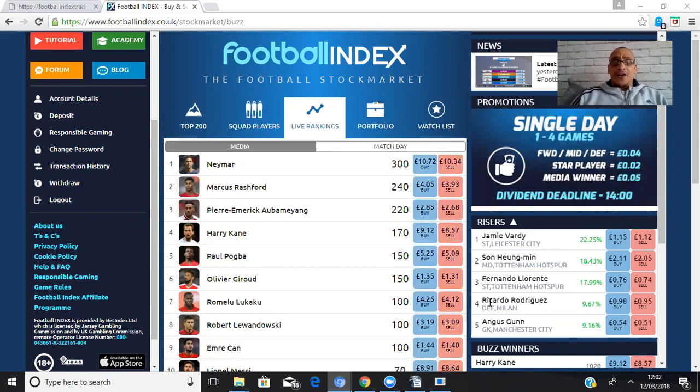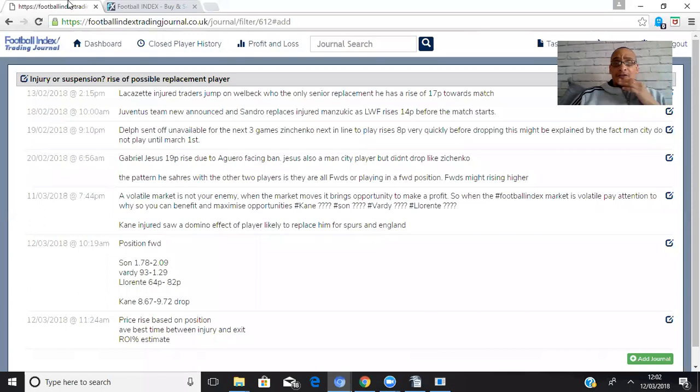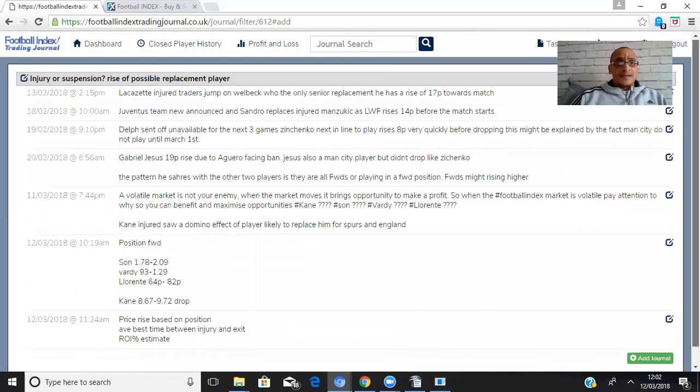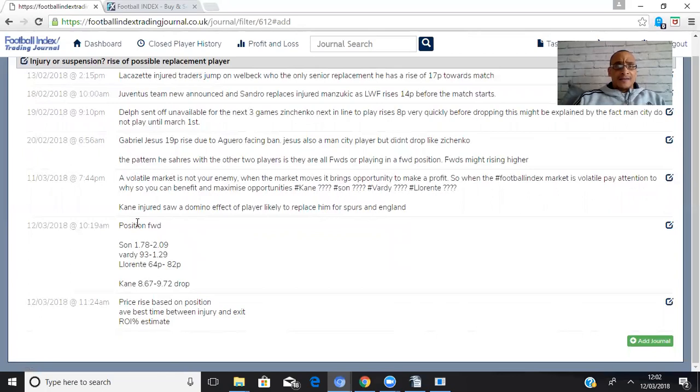Now, the way we can find our edge within this trend is just by simply recording some details over and over again to get enough data so we can react in the best way. So if we look at what I recorded here, this is obviously injury or suspension and a rise of a possible player replacement. So that's the title of this journal entry, and there's obviously some Lacazette information, Jesus and Delph, but down the bottom here, I did start writing some bits about Kane.